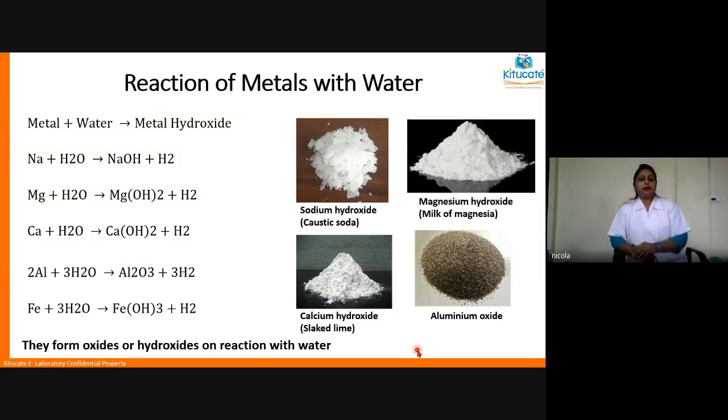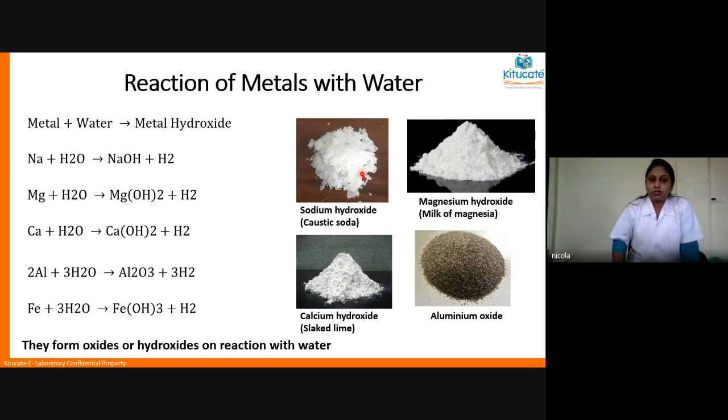Take the first example: when sodium reacts with water, sodium hydroxide is formed. We just saw sodium hydroxide, which we tested. I put the pellets, right? You all saw it. See the picture. That is sodium hydroxide.